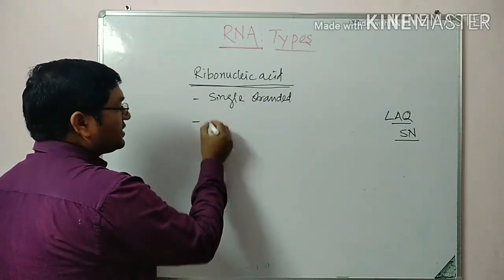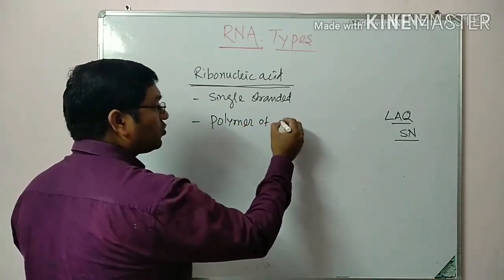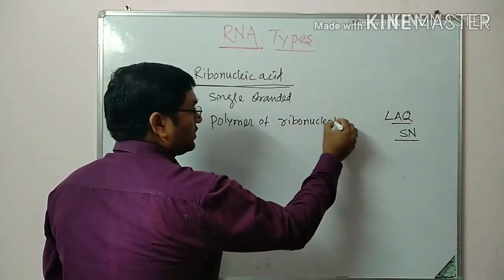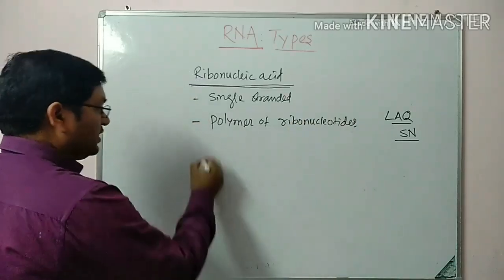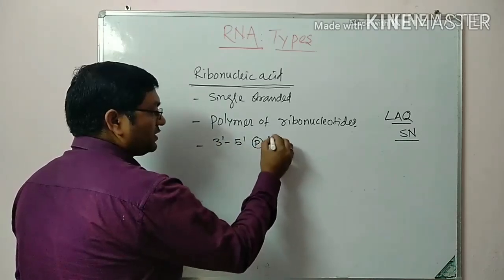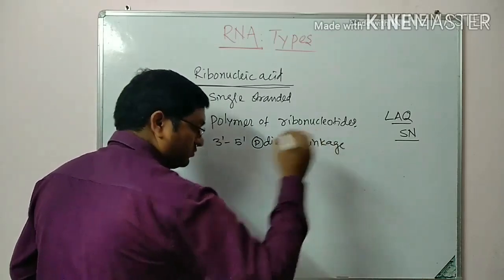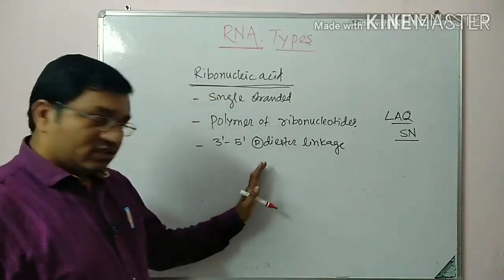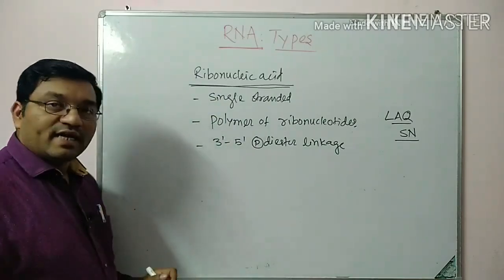Ribonucleic acid is a polymer of ribonucleotides, or polyribonucleotides, connected by 3' 5' phosphodiester linkage. We know the concept of nucleoside and nucleotide.